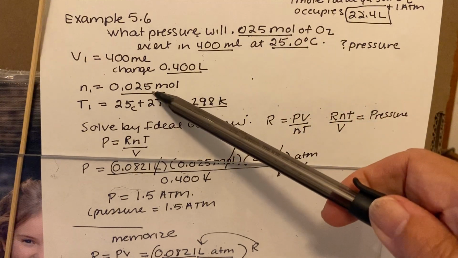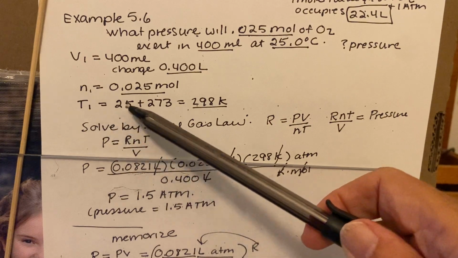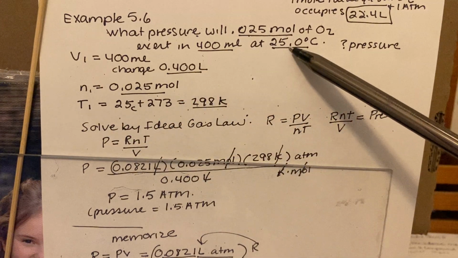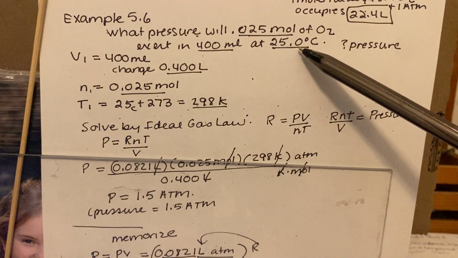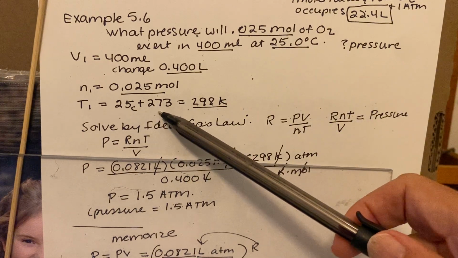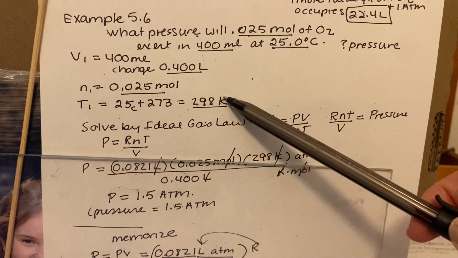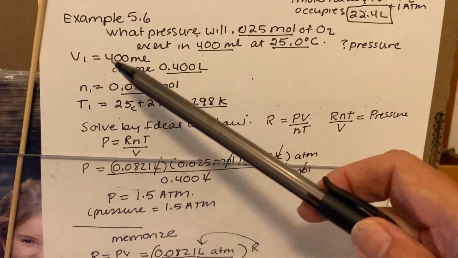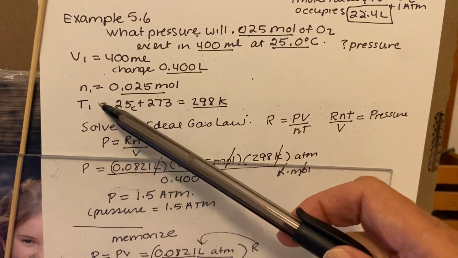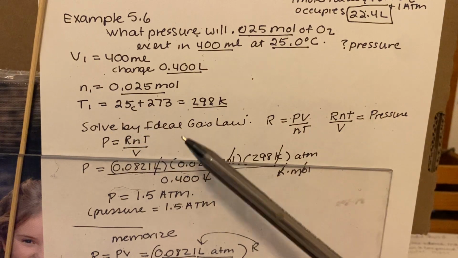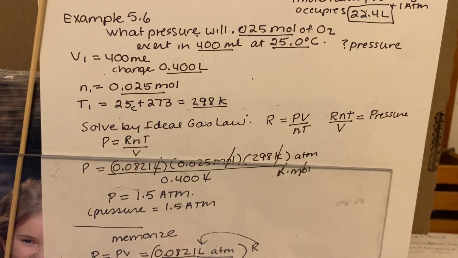So we put that down here. So now we need T. T is going to be 25 degrees. Well, we have to have it in the absolute scale. So we add 273 to 25 degrees centigrade and we get 298. So now we have the volume and we have the moles and we have the temperature. So now we can solve it by the ideal gas law.